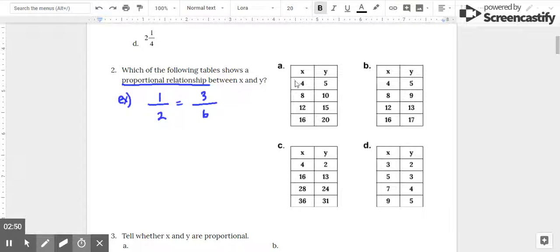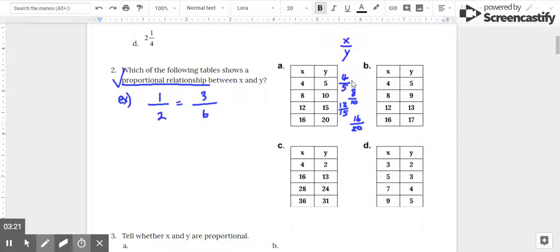So now I'm going to put x over y. I'm going to put x on the top and y at the bottom. So what's the ratio between 4 and 5? It's going to be 4/5. And this guy is 8/10. And this one is 12/15. And this one is 16/20. So now we have 4 ratios, and we are looking for if it's proportional.